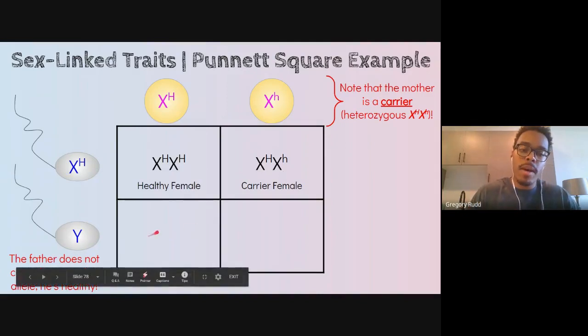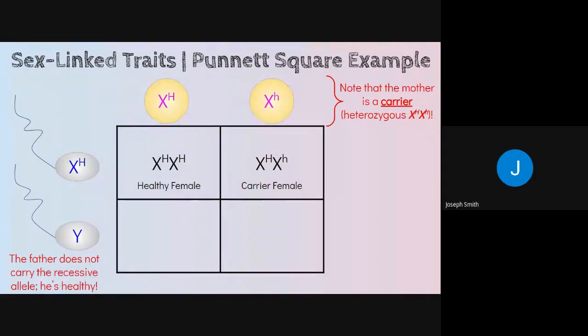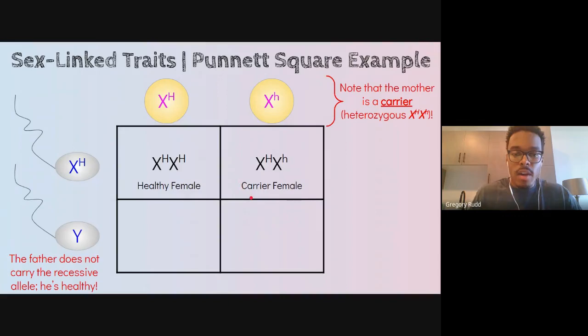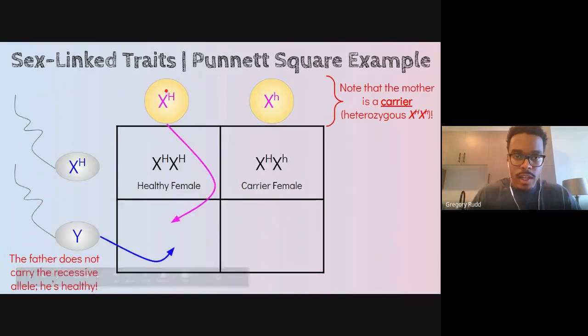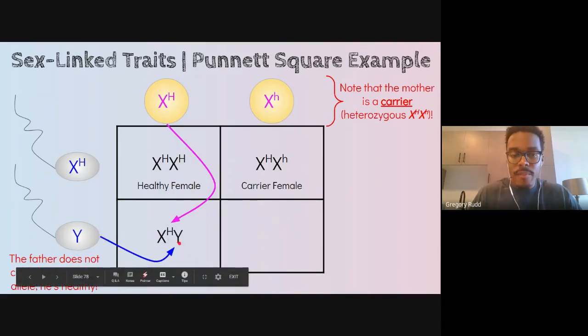Okay, let's go to the bottom left box. What should go down here in this bottom left box? It's a male. It is going to be a male, and Jessica just told us that we've got X with a capital H because we're getting that dominant H, that dominant allele from the mother. And then we've got a Y. We're getting that Y from the father. So we've got X with a dominant H, a dominant allele, Y.